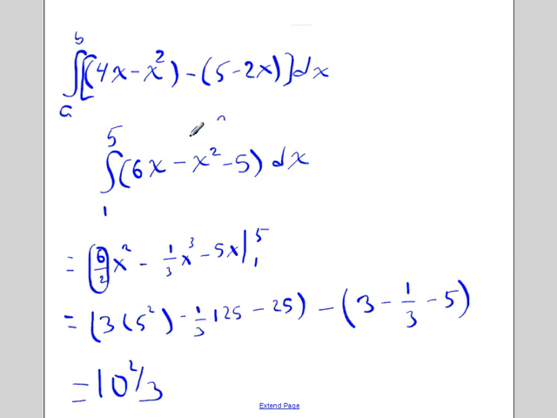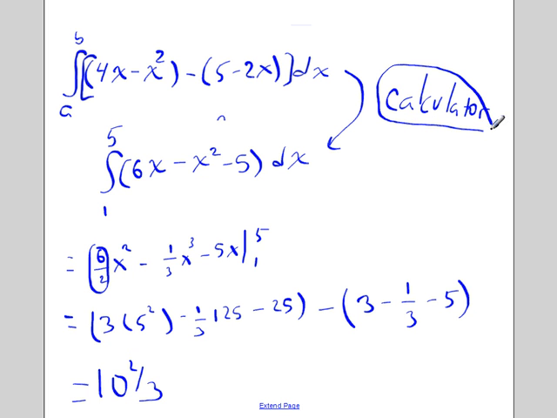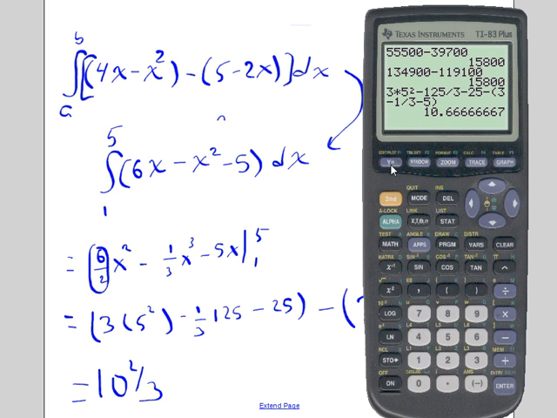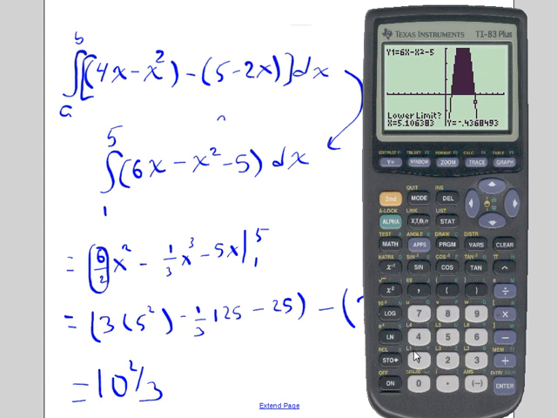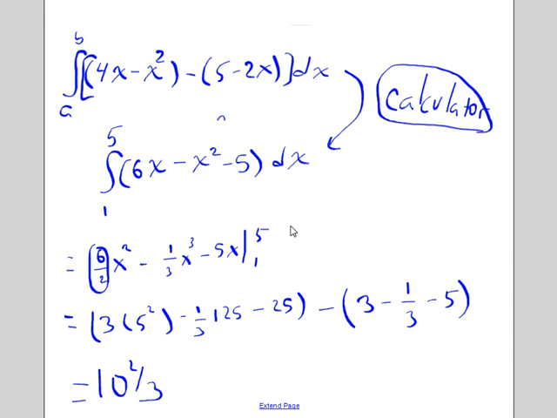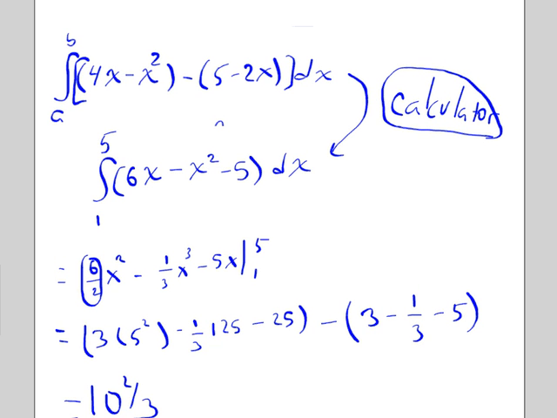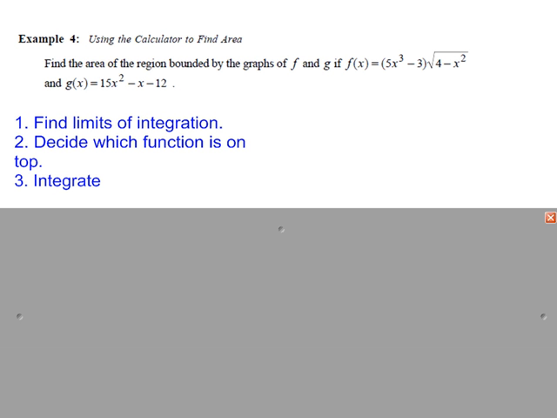Well, how could I have done this by calculator? Really, once I got to this step, if I had the use of my calculator, and it's important to be able to do both, you could just graph this function, 6x minus x squared minus 5, and integrate it from 1 to 5. And when we do that, we're going to get the same answer back, 10.6666. All right, we're going to do one more problem that's all calculator.